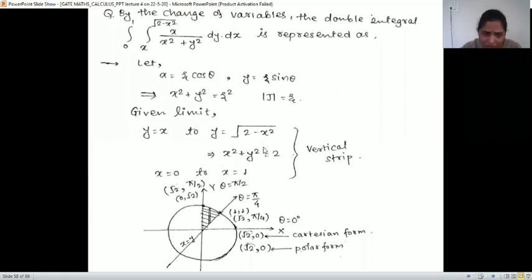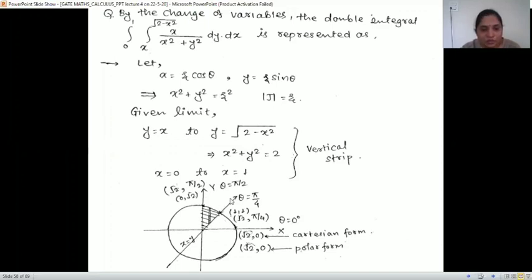So this is x square plus y square is 2. But x square plus y square is what? r square, right? So r square is 2. So r is what? Root 2, right? So now one limit is fixed, r is root 2. So r starts from 0 to root 2, fixed.